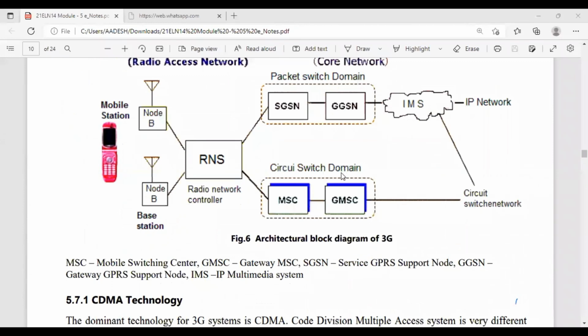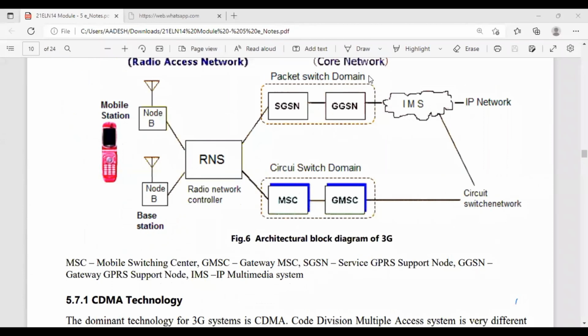Packet switch domain means this is a wireless network, basically, where MSC we already know, mobile switching center. GMSC means gateway mobile switching center. Through the gateway, the calls are routed to the other network, right? This is the meaning of gateway MSC. Gateway MSC is again the same MSC, but it sits in between two different networks. This is the reason it is called a gateway. It acts like a gate in between two different networks.